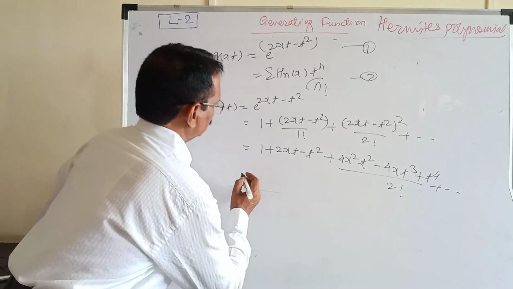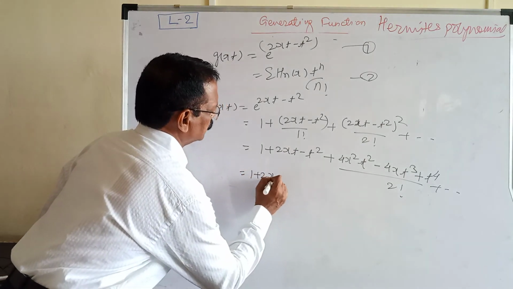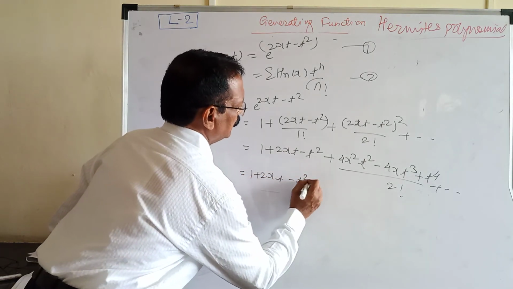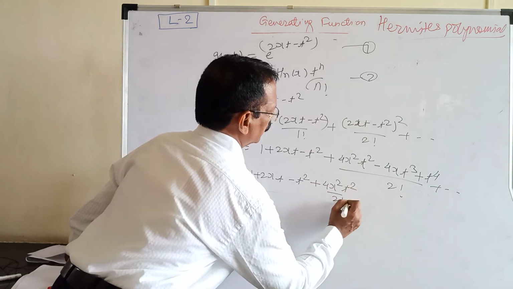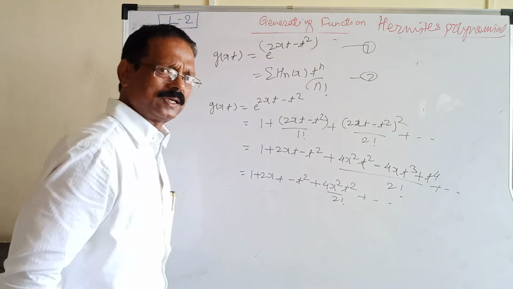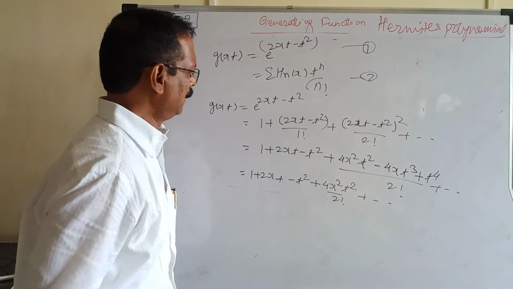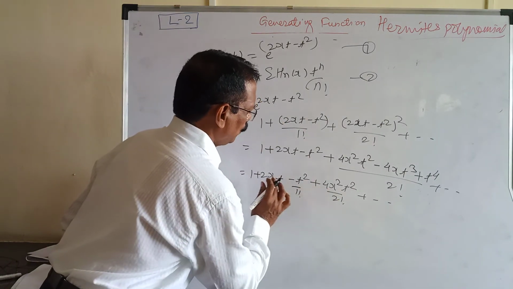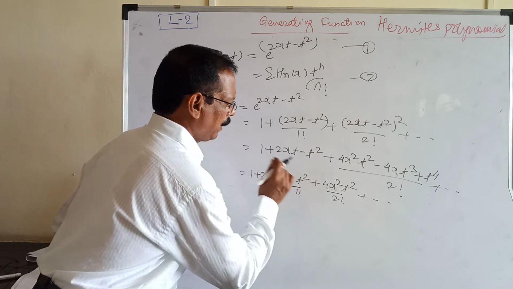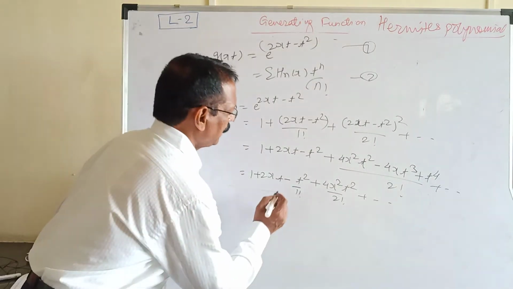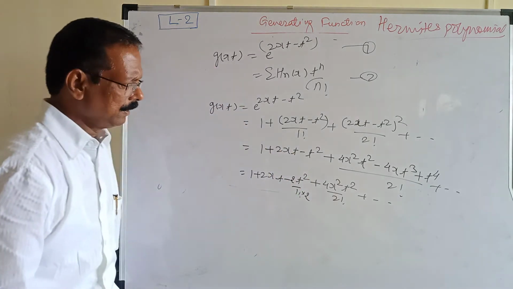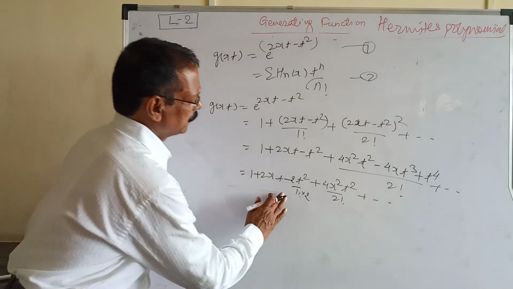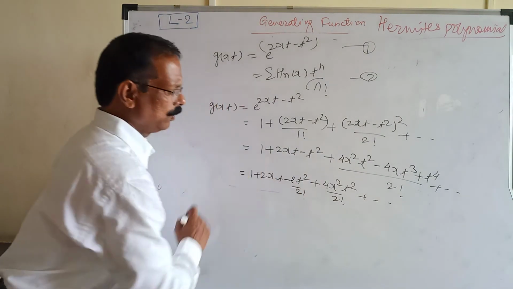So it is 1 plus 2xt, minus t square, and plus 4x square t square upon 2 factorial, plus, leaving the t cube, t raised to 4 and t raised to 5 terms. So it is 1 factorial here. What do we have to do here? We have to make some changes. Multiply and divide by 2. 1 factorial into 2 is nothing but 2 factorial, so we can replace it by 2 factorial.